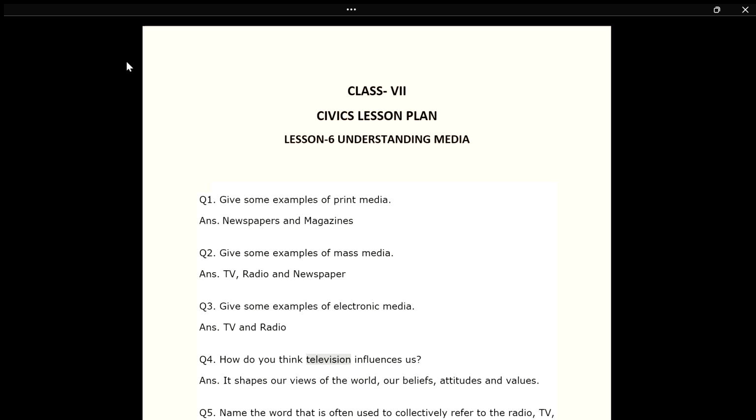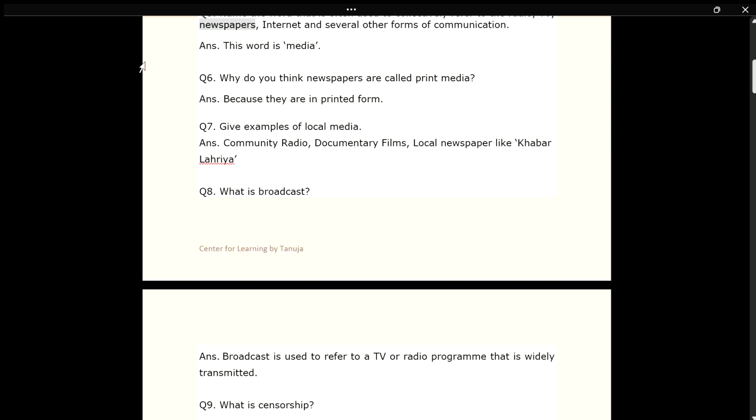Q4. How do you think television influences us? Ans. It shapes our views of the world, our beliefs, attitudes and values. Q5. Name the word that is often used to collectively refer to the radio, TV, newspapers, internet and several other forms of communication. Ans. This word is media.